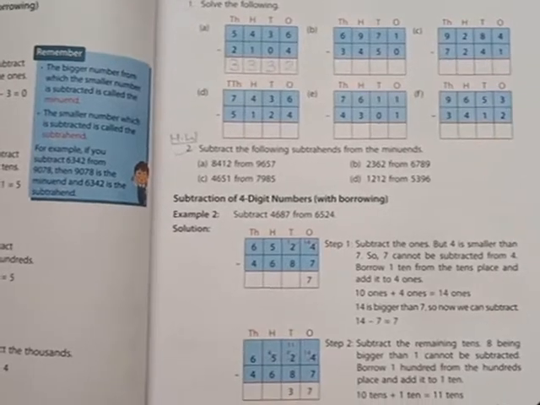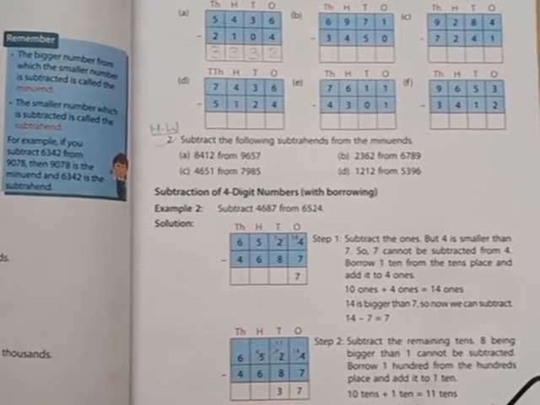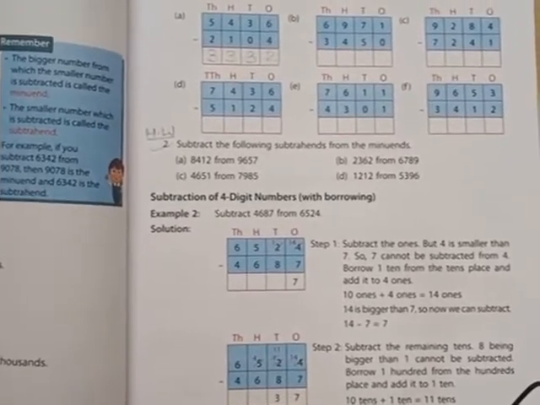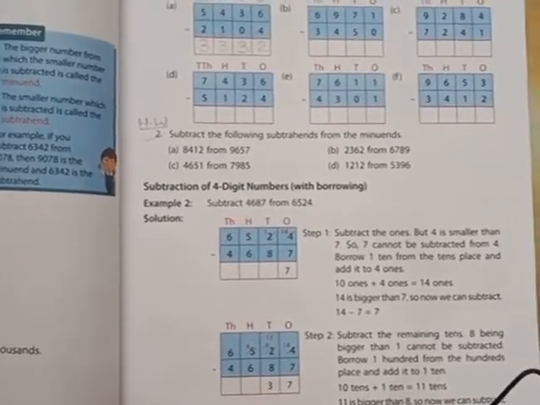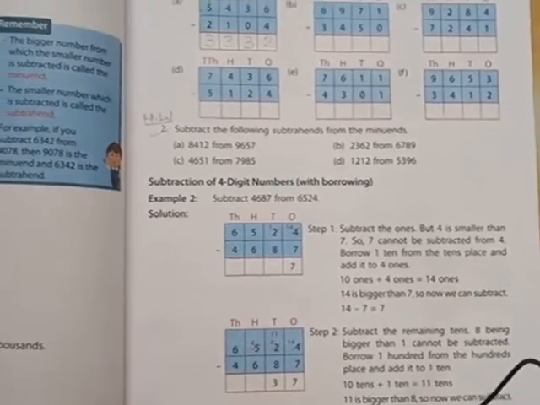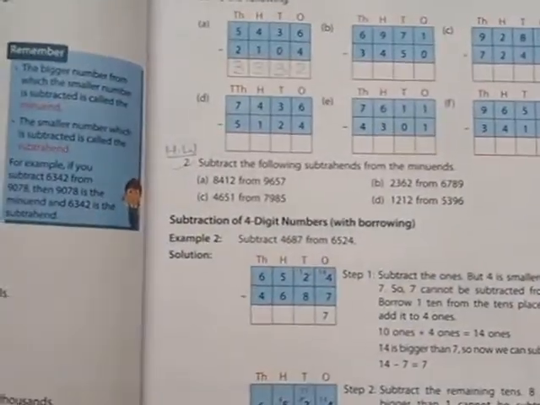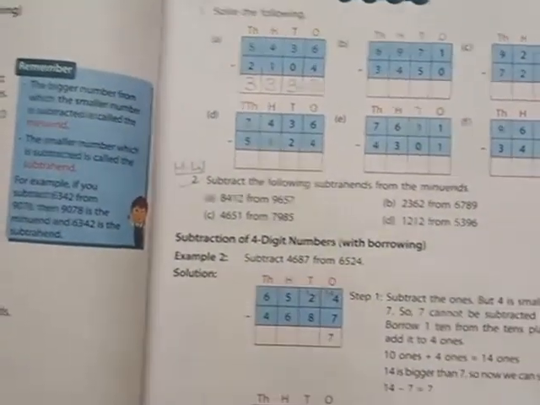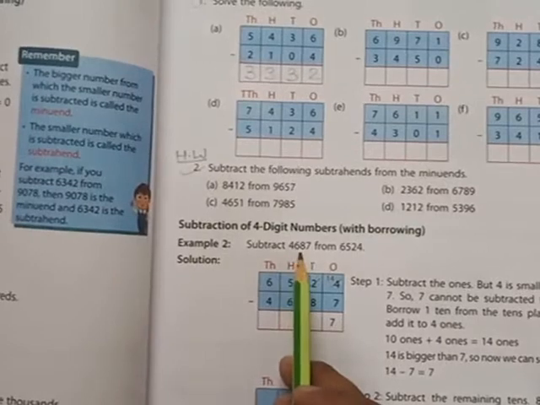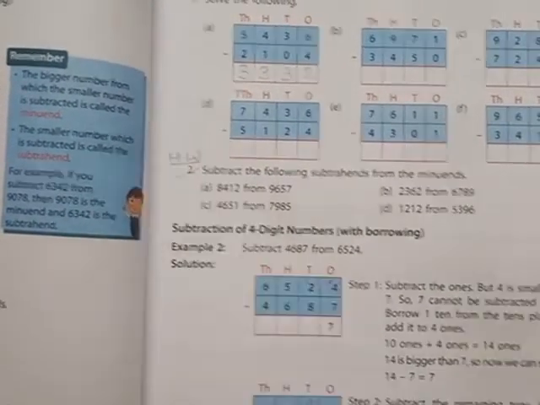Hello students, today we are going to learn how we do subtraction in 4-digit numbers by using our borrowing method. Okay, so here our first example is to subtract 4687 from 6527. How will we do this?